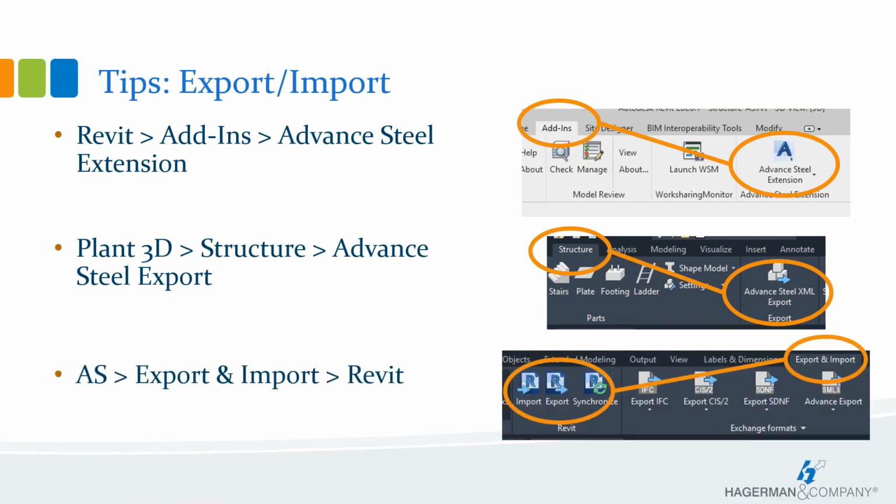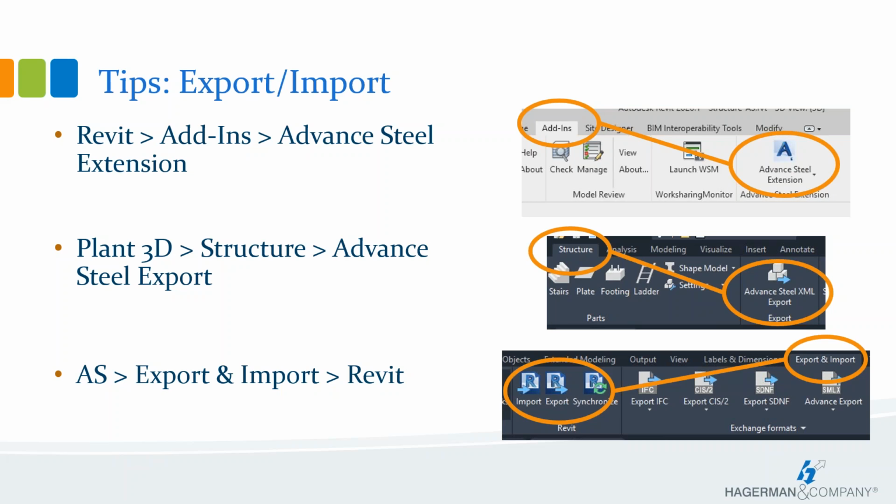And in Advanced Steel, you'll find it on the Import and Export tab, all the way to the left. Although those buttons, or those commands, do refer to Revit, it doesn't matter where the SMLX file comes from or where it's headed. However, the synchronize command only works with the steel between Advanced Steel and Revit. That's one that won't work with Plant 3D.